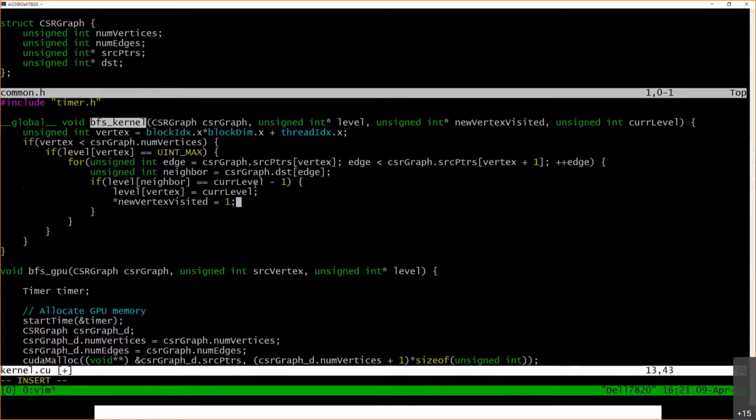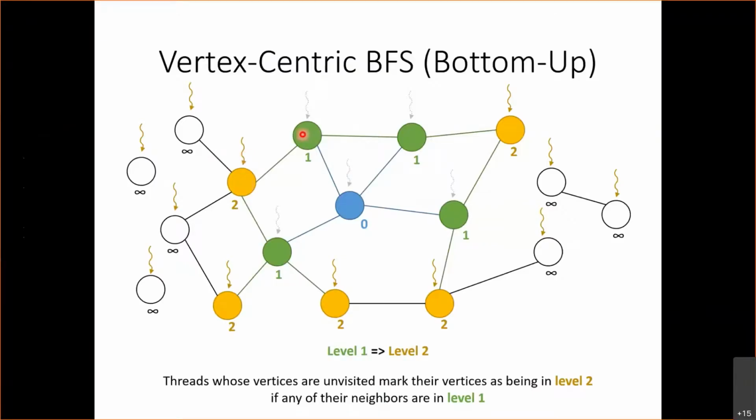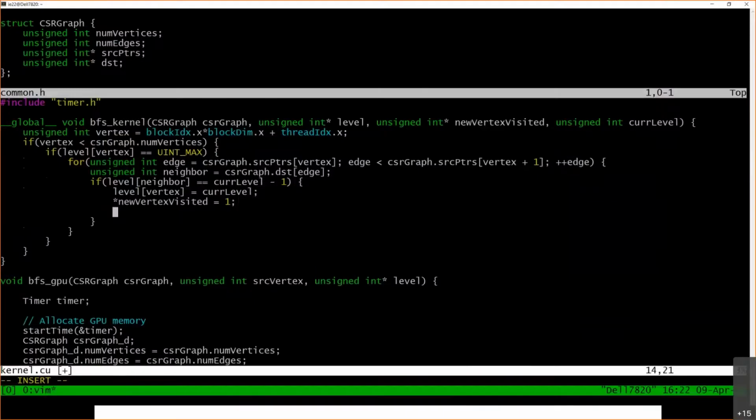Okay, now one additional thing I can do, which I haven't done before, is the minute that I find a neighbor that's in the previous level, and I mark myself as being in the level, I don't need to continue going through my neighbors. So here, if this thread checks this neighbor, finds the neighbor is in the previous level, it can mark its vertex as being in the current level. It doesn't have to go and check the other vertices anymore. So what it can do is it can break.